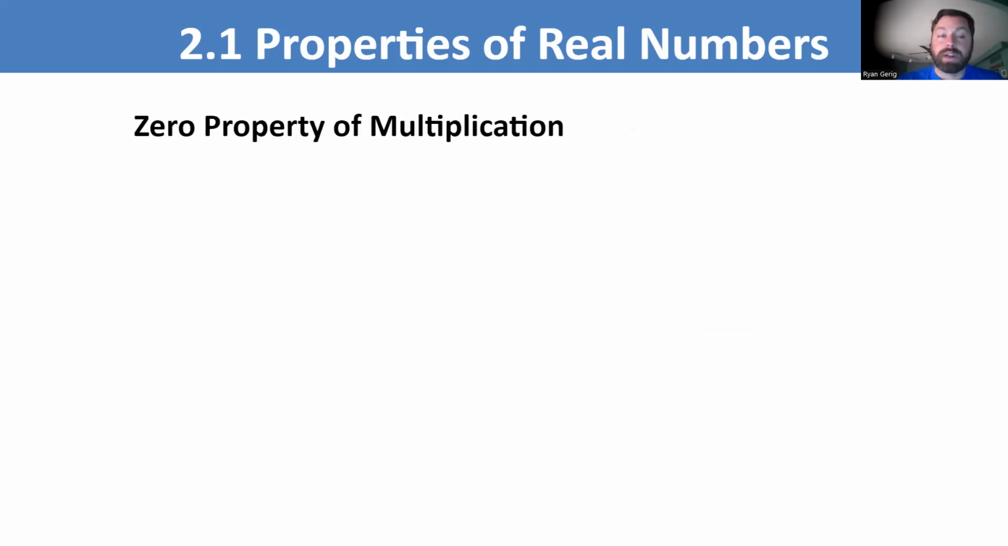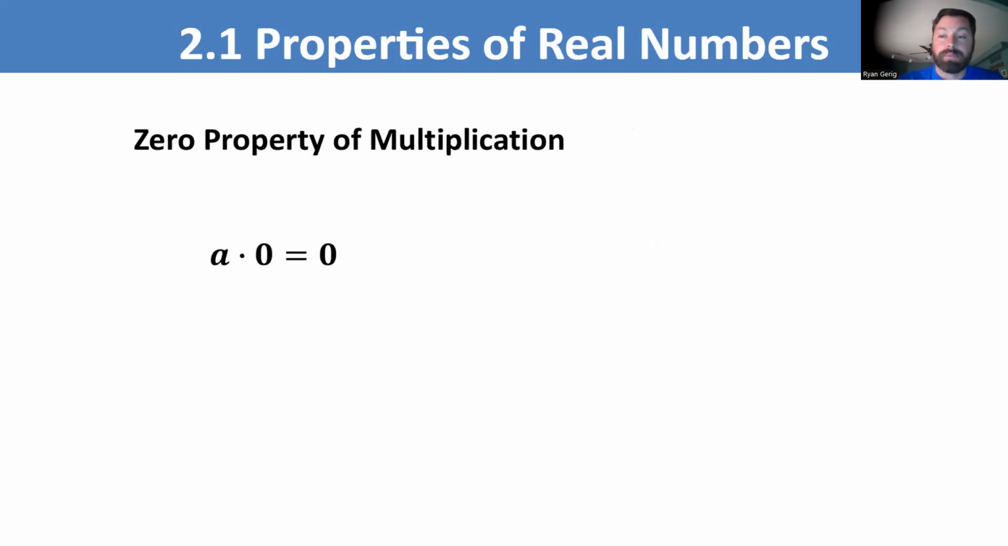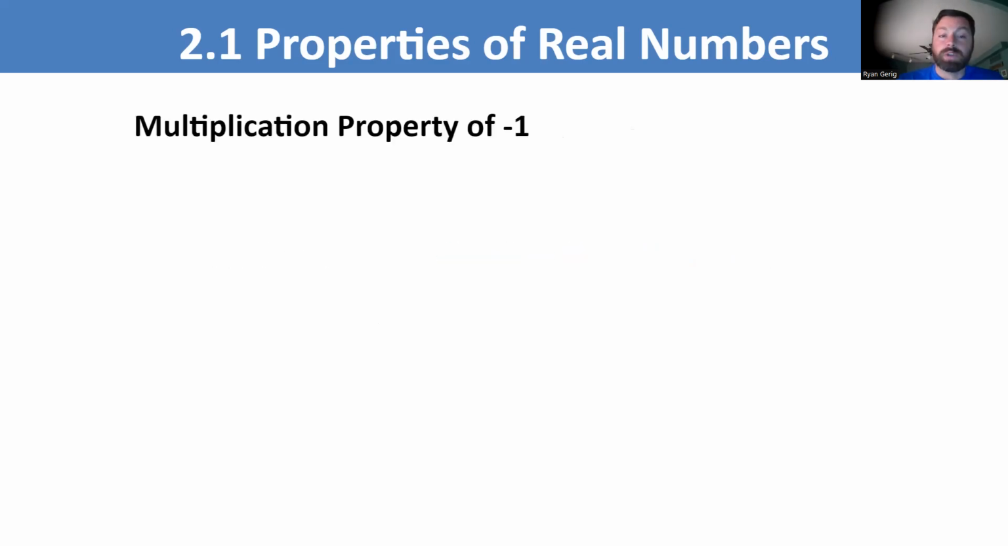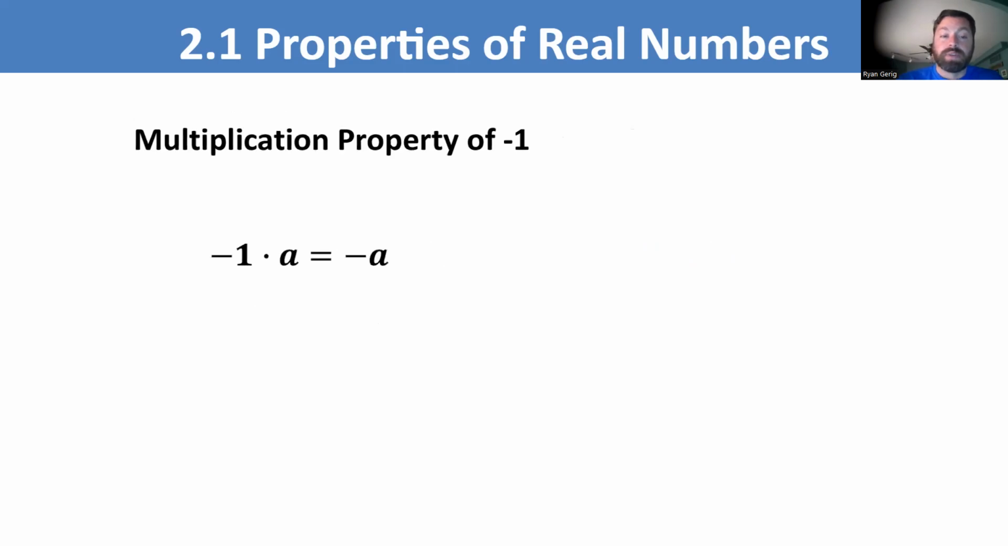Kind of talked about this one already. The 0 property of multiplication is just that if you multiply a number by 0, you get 0. And then the last one, the multiplication property of -1, says that if I multiply a number by -1, I get the opposite sign. So -1 times A gives me -A. Or -1 times 17 gives me -17. That's all for the properties of real numbers.